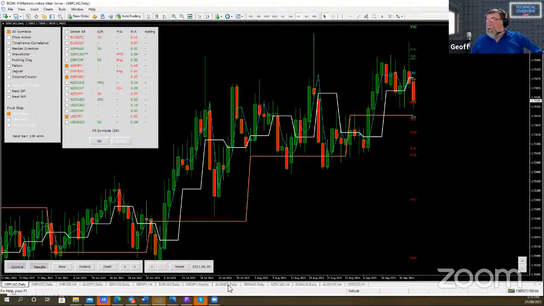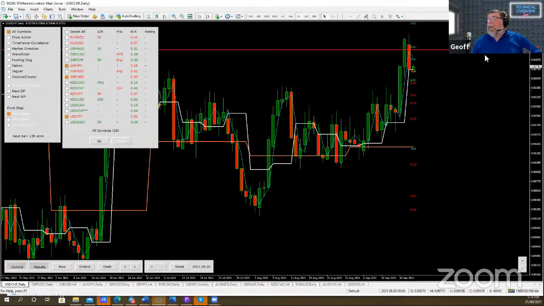Dollar Swissy. Dollar Swissy is the next of these game changer bars. What's a game changer bar, guys?